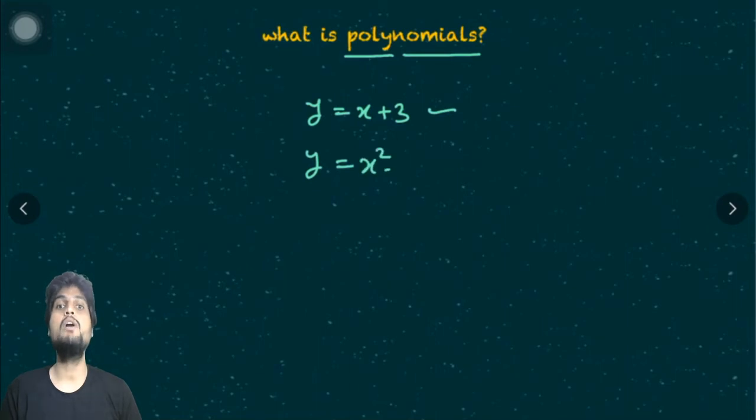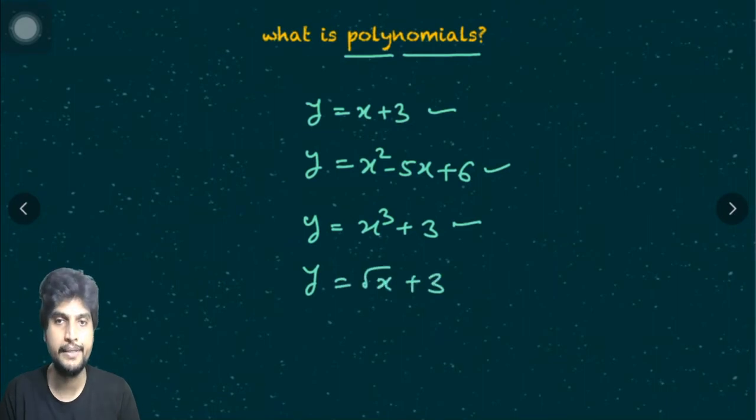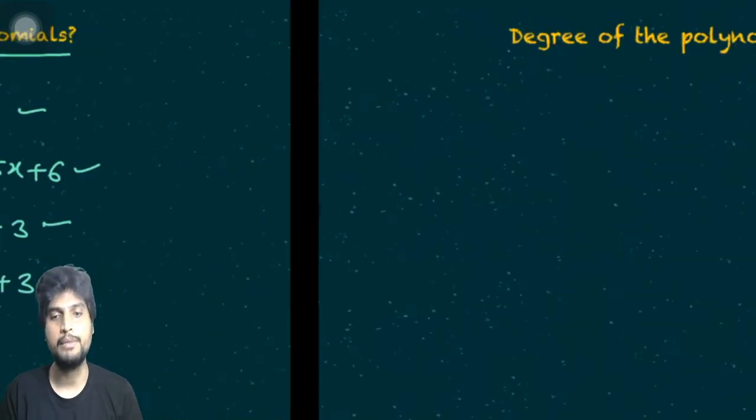If we say y is equal to x square minus 5x plus 6, is this a polynomial? Yes, it has multiple terms. y is equal to x cube plus 3, is it a polynomial? Yes, this is also a polynomial, it has multiple terms. But what about y is equal to root x plus 3? Is this a polynomial? No. In order to be a polynomial, the power of the variable should be a natural number. So things like root x, or x raised to the power 1/2 or 3/2, don't work. We want the power as natural numbers.